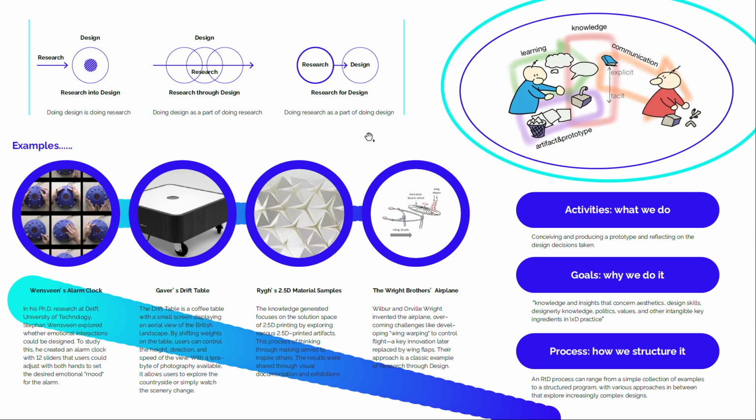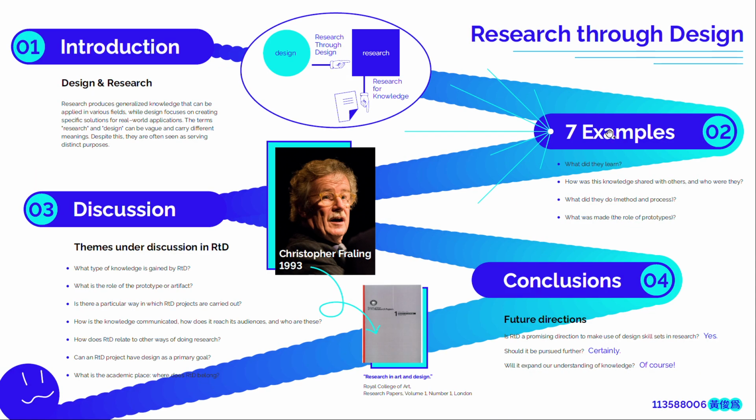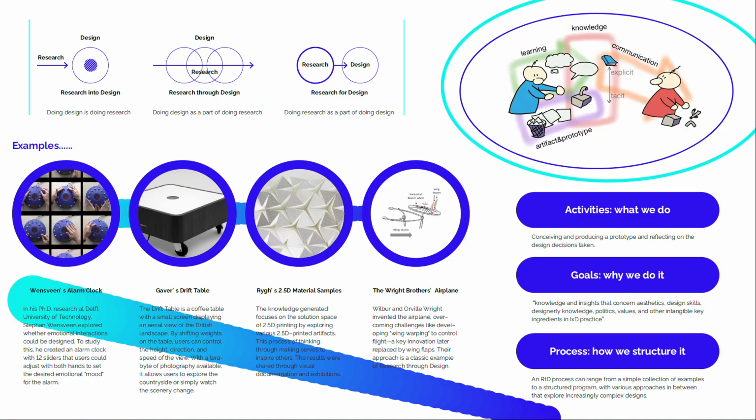Okay, and this paper presents 7 examples, and each example explains what they learned, how the knowledge was shared with others, who they were, what they did, the methods and the process, what was made, and the role of prototypes. And here I choose 4 examples to introduce.